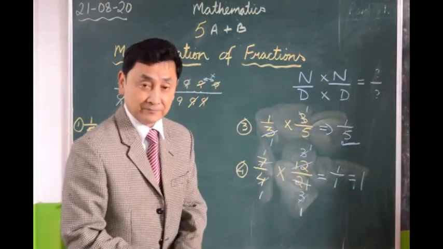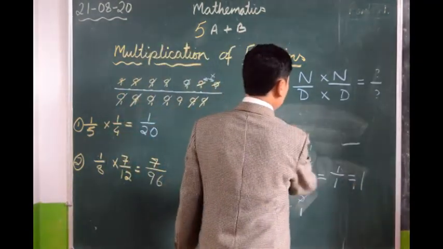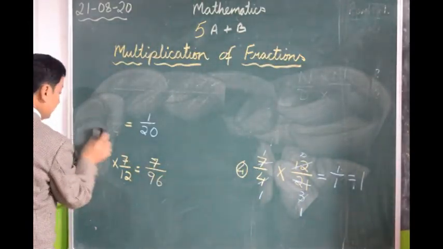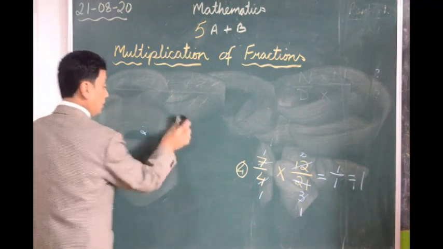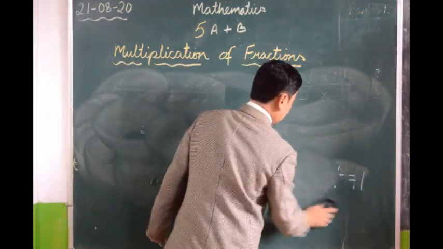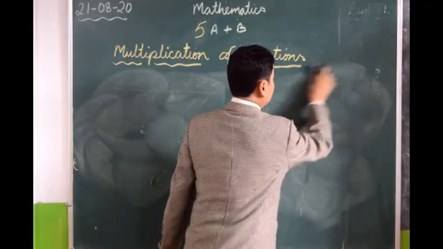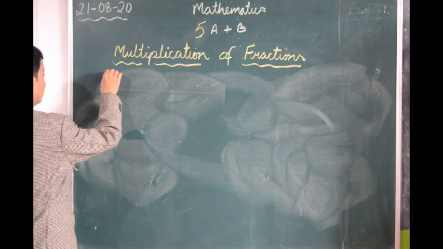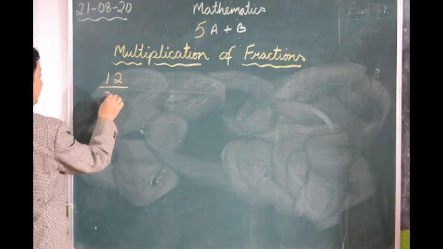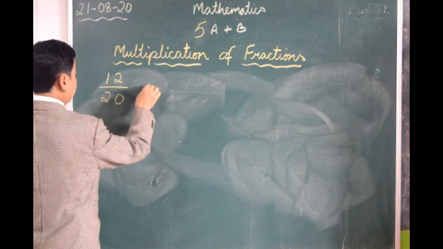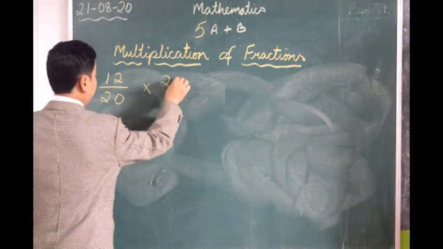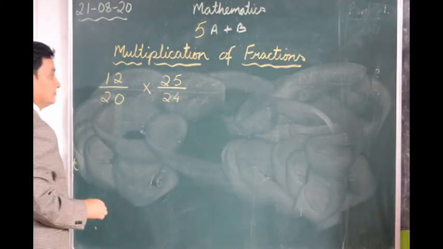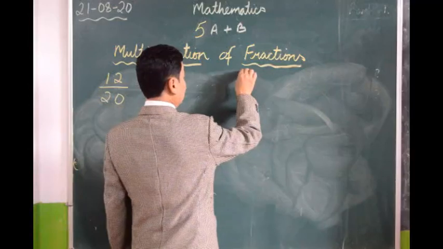Did you understand? Okay, so let us do some more sums. The more we do, the more you will understand. Remember, in class I do a lot of sums with my children so that my children understand. But let's do 12 upon 20 into 25 upon 24. Okay, so let's do another sum.